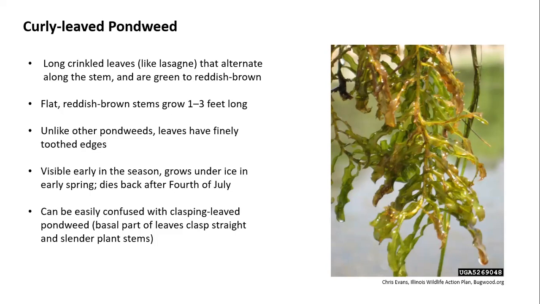And then curly-leaved pondweed is visible really early in the growing season. So it actually starts to grow under the ice in early spring and is already done growing and starts to die back by 4th of July. And then curly-leaved pondweed can sometimes be easily confused with clasping-leaved pondweed, but as its name implies, the leaves clasp around the plant stems.